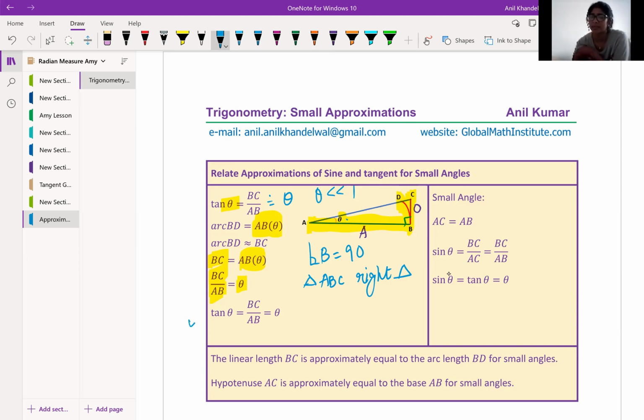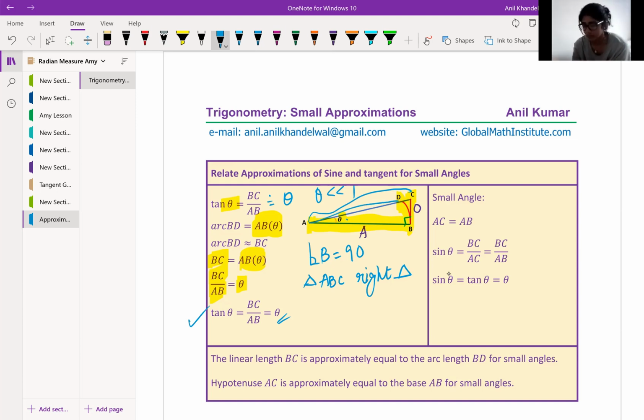So you clearly see that tan theta is also equal to theta. We earlier derived sine theta equals theta, and now we are saying tan theta equals theta. Both are almost the same. Tan theta is slightly more than theta, sine theta is slightly less than theta, but they are almost the same. Now, we could also approximate this longer length AC to AD, correct?